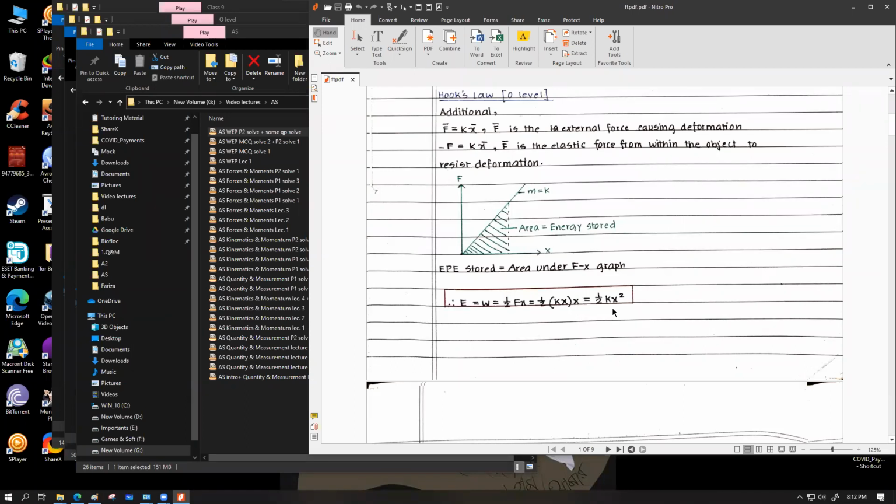Sir, work done by the mass, by the weight, is equal to stored energy, no? Exactly. Then sir, work done is force times distance, right? Then force times distance here is halved, isn't it?